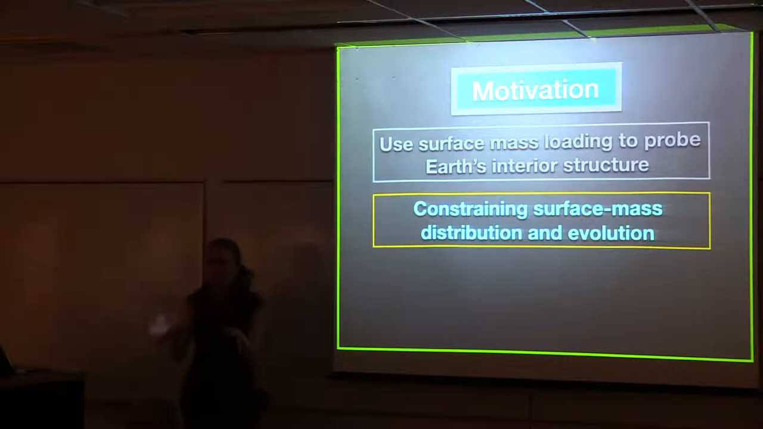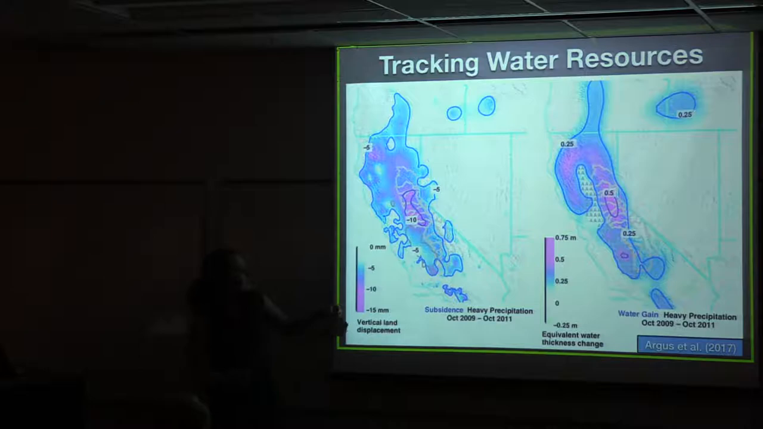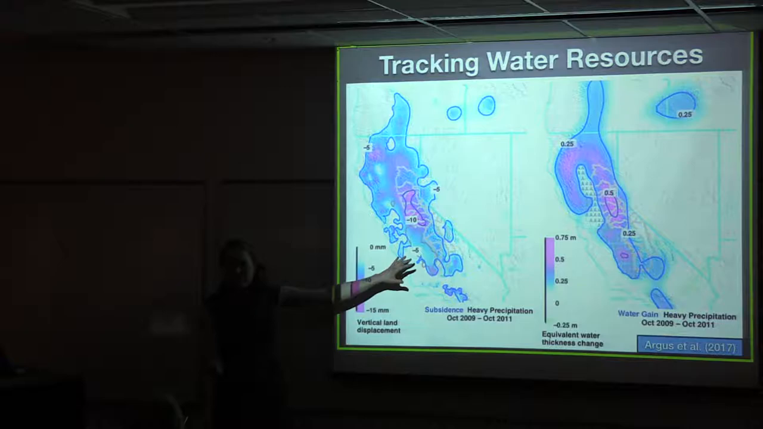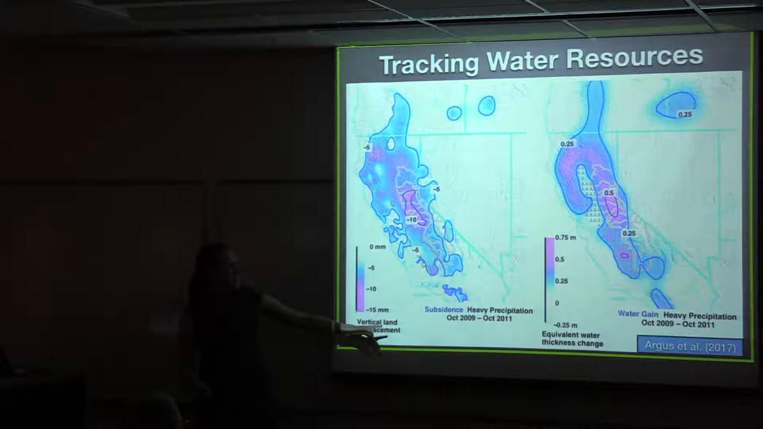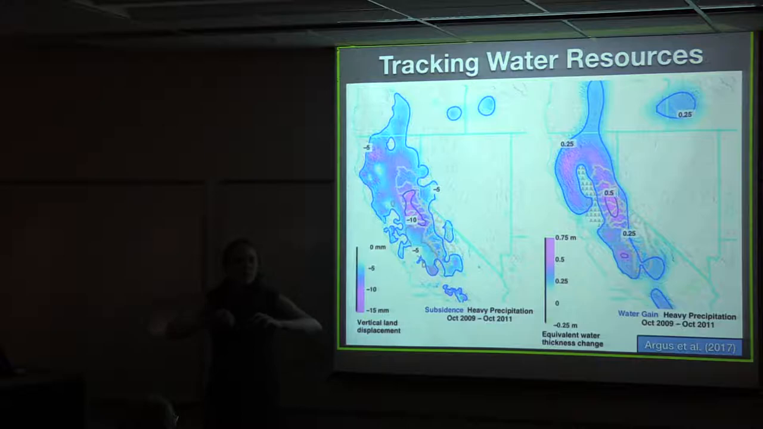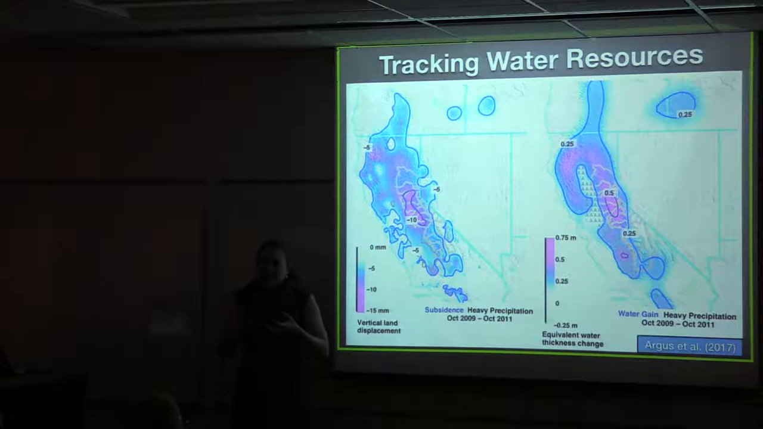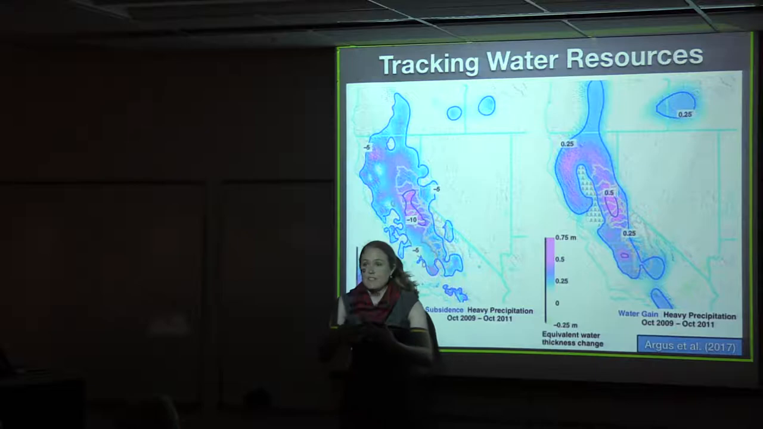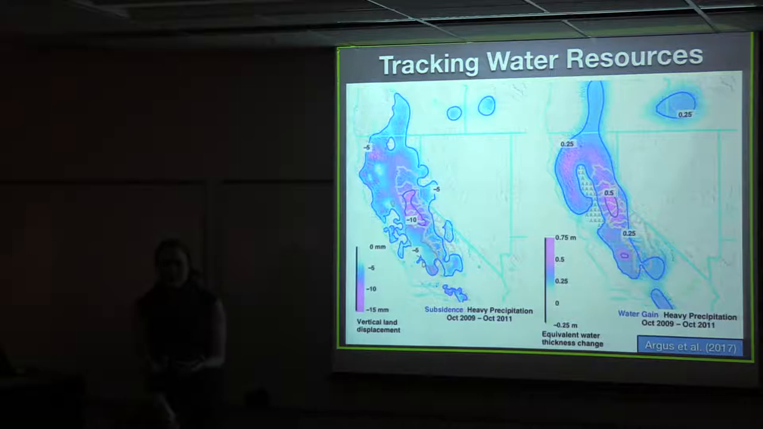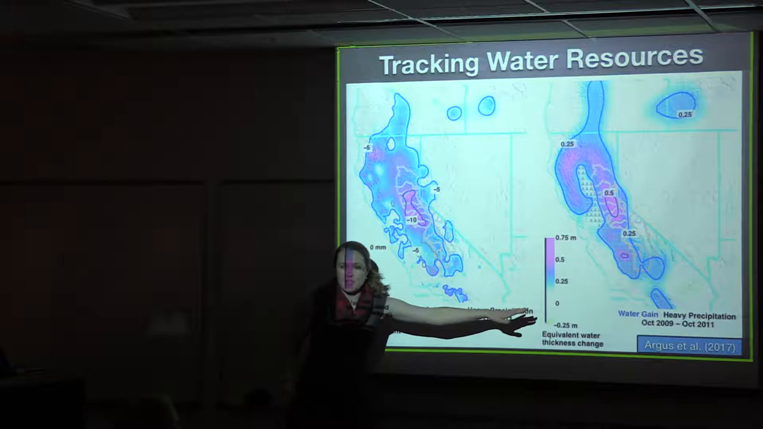So this is an example from California, where we're using GPS to track water resources in the Sierra Nevada and the Central Valley. This was a period of heavy precipitation from 2009 to 2011, where we could measure land subsidence using GPS. We did an inversion of that to estimate how much water was infiltrating the system over that time period that would cause this subsidence. This is showing up to three-quarters of a meter of additional water being added to the Sierra Nevada and the Central Valley over this two-year time period. And that's solely from our GPS observations and our modeling that we're able to determine that.